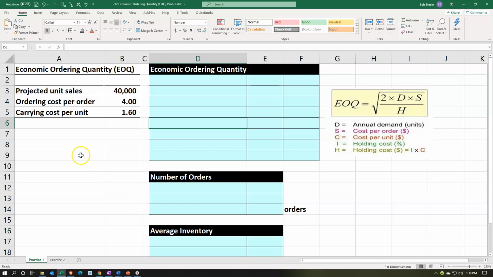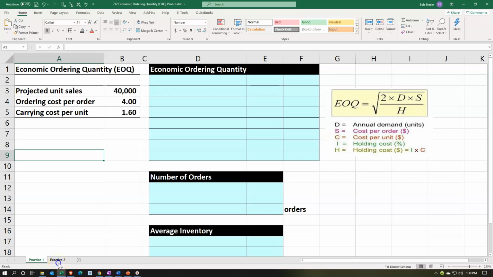Here we are in Excel. We have our information on the left-hand side. We're going to put that into the blue area in the worksheet on the right-hand side. Notice that we have 2 tabs down below. You may have 4 tabs on your worksheet, 2 with the answers, 2 with the practice worksheets. We only have the practice worksheets here as we will work through them.